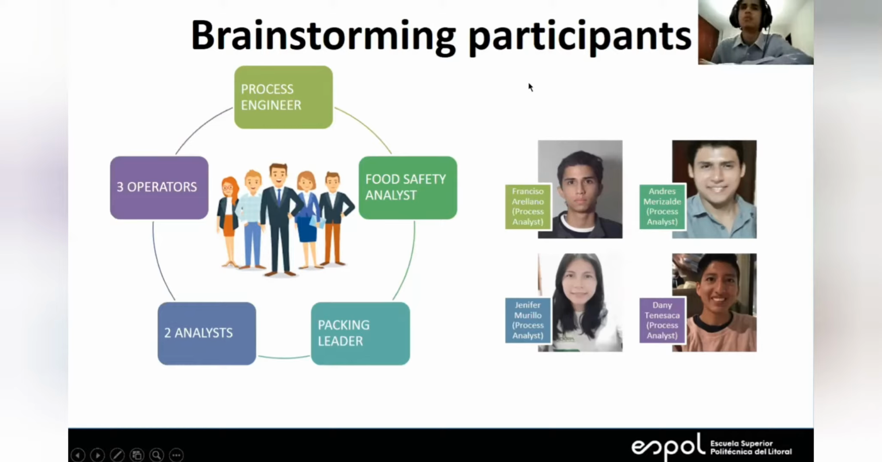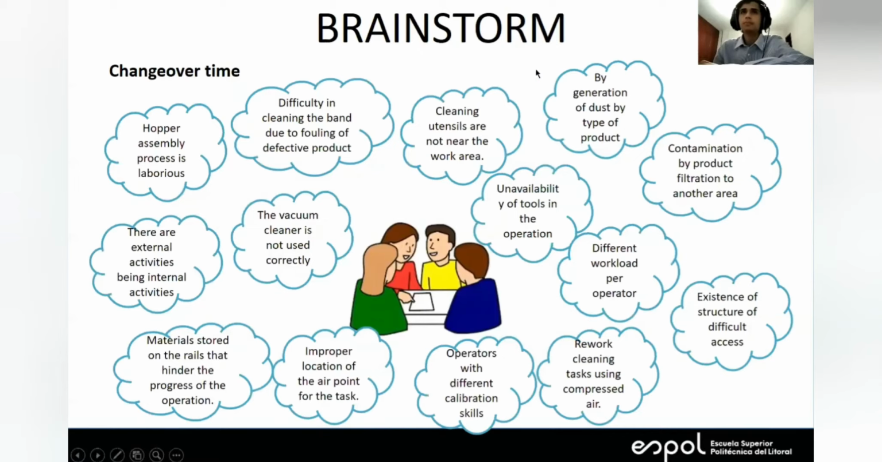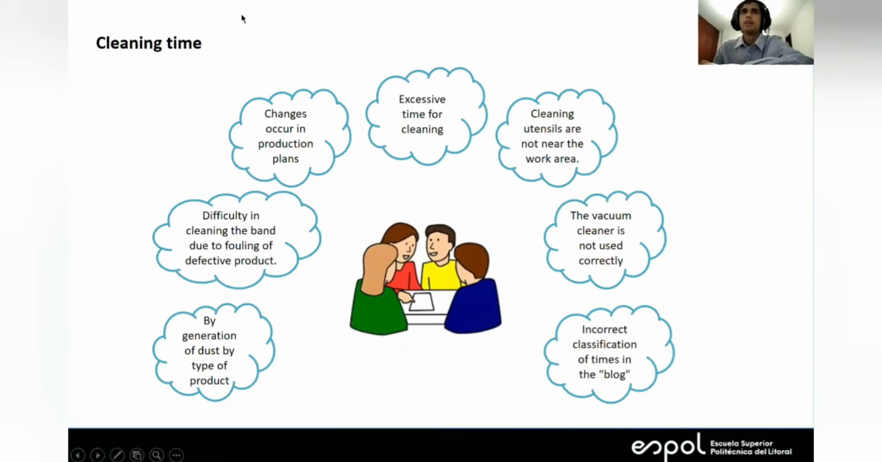Brainstorming. In order to find out the potential causes of the problem, brainstorming was held, in which participated the process engineering, food safety analyst, the packaging leader, 3 operators, 2 analysts, and the members of this group. 2 brainstorms were held, one for changeover times and one for cleaning times, since these 2 activities are the ones that most influence the use of the packaging machines.